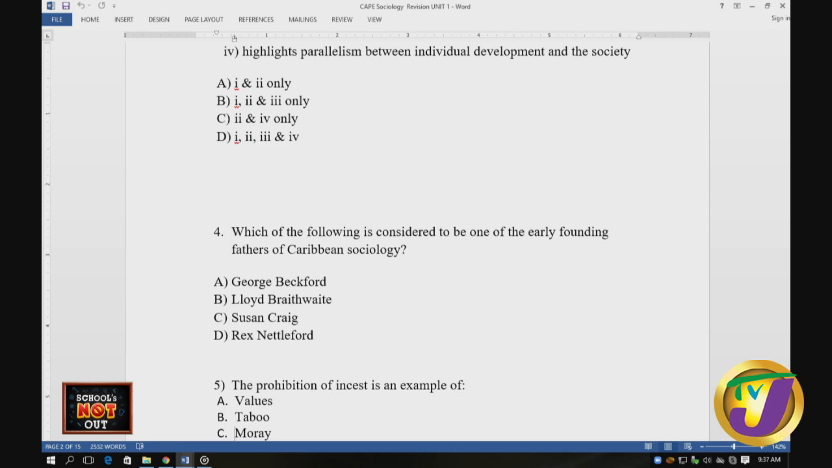Of course, from your text or from your interaction with the text, you'll realize that the one here is Lloyd Brathwaite. He is considered the founding father of sociology in the Caribbean. So whereas all the others contributed to sociology in the Caribbean, Lloyd Brathwaite is the person that is considered to be the founding father. Question 5.